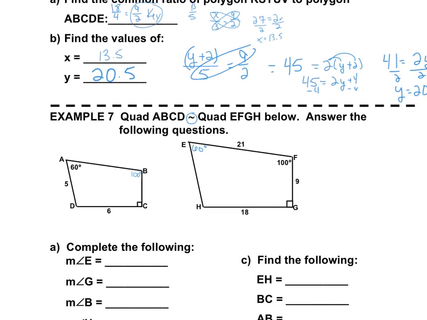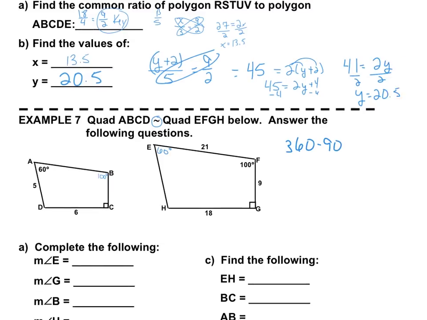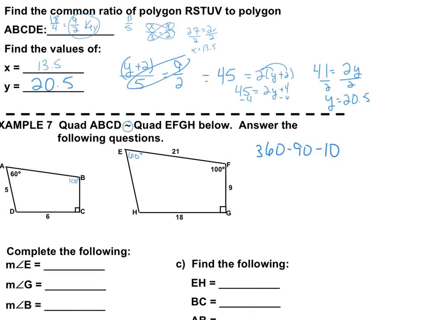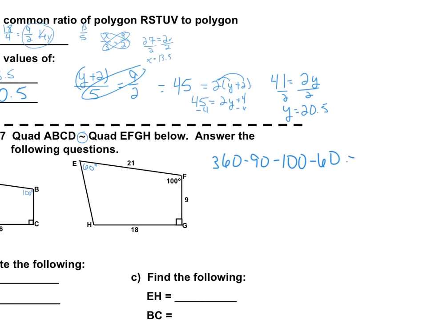Now, a quadrilateral has 360 degrees, so I can subtract the 3 angles I know and find the missing angle. So 360 minus 90 minus 100 minus 60 leaves me with my last angle is 110 degrees.